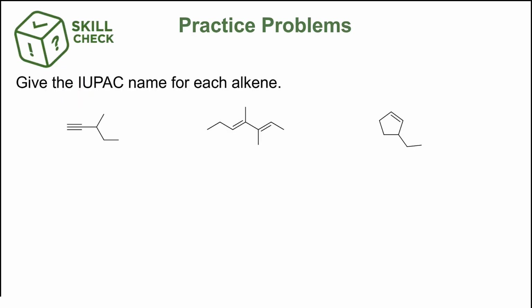So we've got a couple of practice problems. I'm going to give my alkyne the lowest numbering. I have 5 carbons total. This is 3-methylpentyne. The alkyne starts at 1, so I don't have to put a number there. Okay, so this one's got 2 methyl groups at 3 and 4. My double bonds start at 2 and 4, so this will be 3,4-dimethyl-2,4-heptadiene. Our lowest numbering here will be 3-ethylcyclopentene.